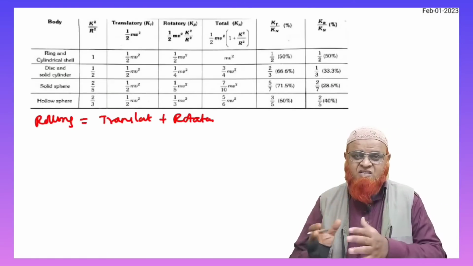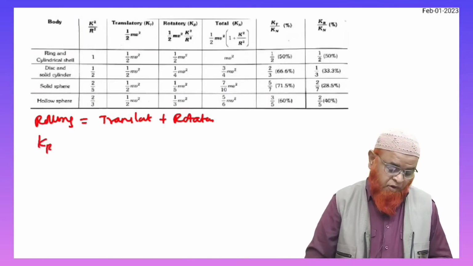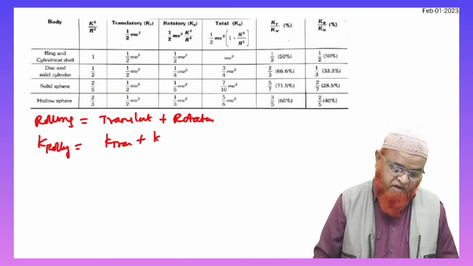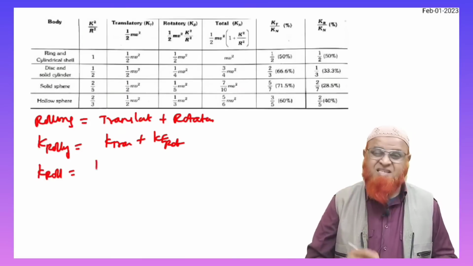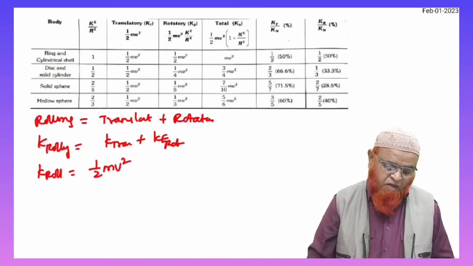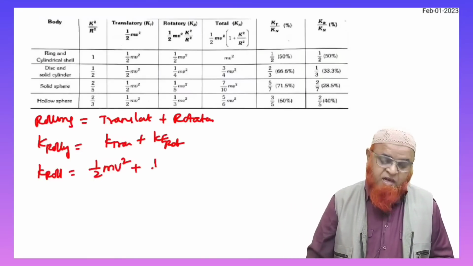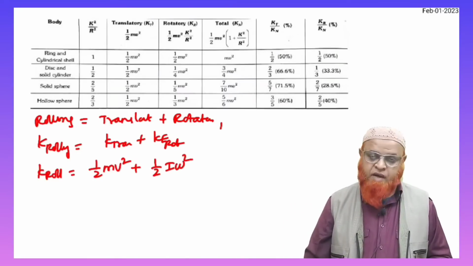Rolling is equal to translation plus rotation. So the kinetic energy of a rolling body is equal to the kinetic energy of translation plus the kinetic energy of rotation. Translation is just the ordinary formula, half mv square, whereas the kinetic energy of rotation is considered as half I omega square.